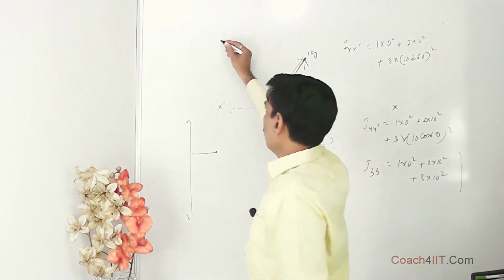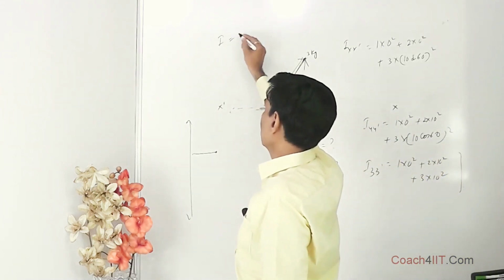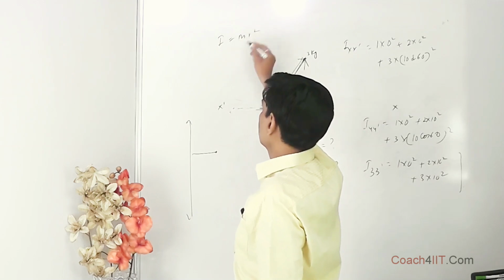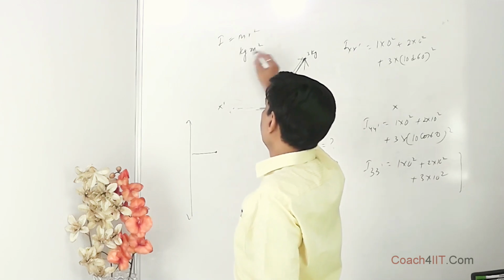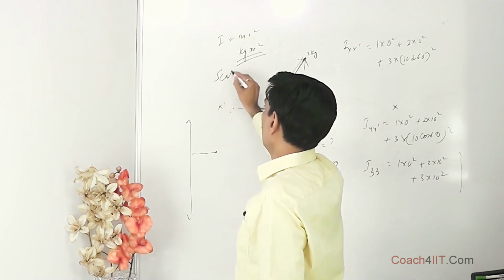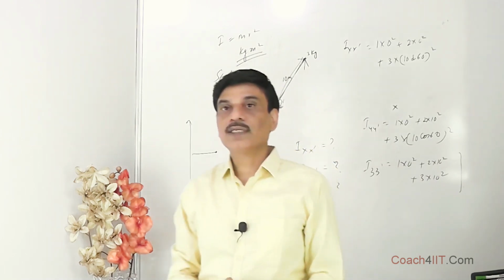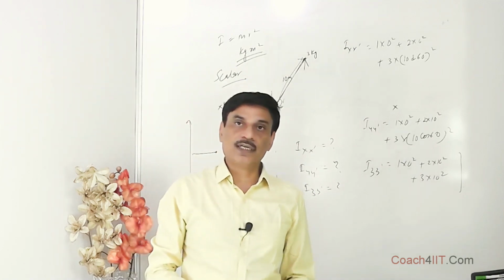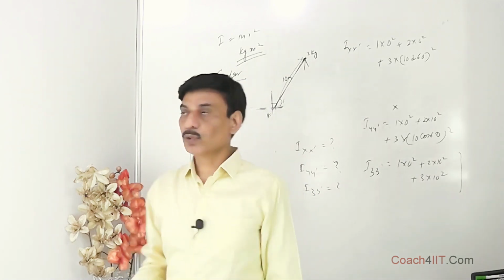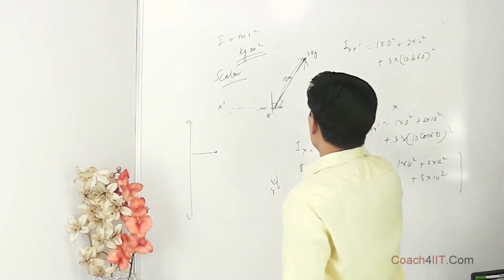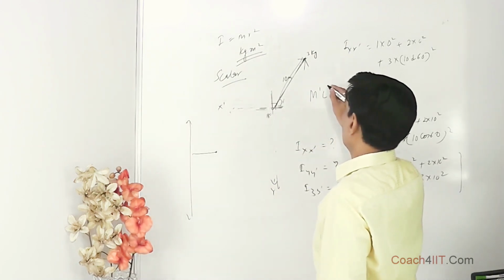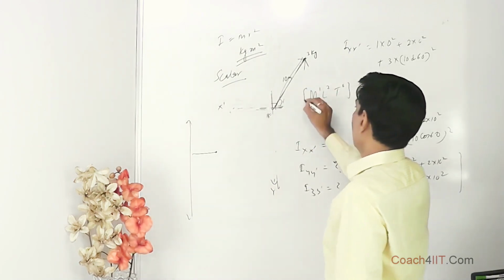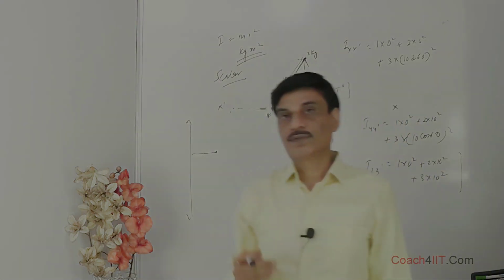Obviously, when we say the moment of inertia about an axis is mr square, the unit is going to be kilogram meter square, and this is a scalar quantity. Moment of inertia of a body about an axis is a scalar quantity, and the units are kilogram meter square. And if you talk about dimensions, it is going to be M1 L2 T0. That is going to be the dimensional formula for moment of inertia.